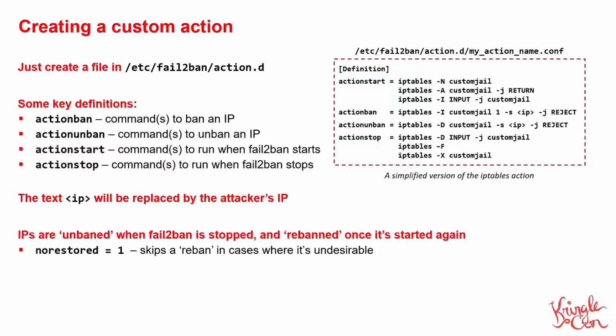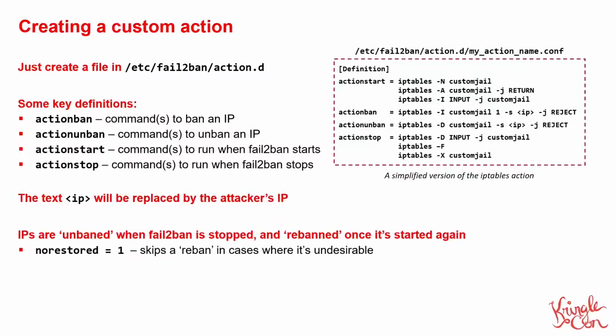The example on the screen here hopefully brings this to life a little bit. This is a simplified version of the action that's used to implement an iptables block. The ban and the unban actions either add or remove the offending IP address from a chain called custom-jail. Now, that chain doesn't normally exist, so therefore this configuration uses actionstart to define the commands to create that chain and link it into the INPUT chain.